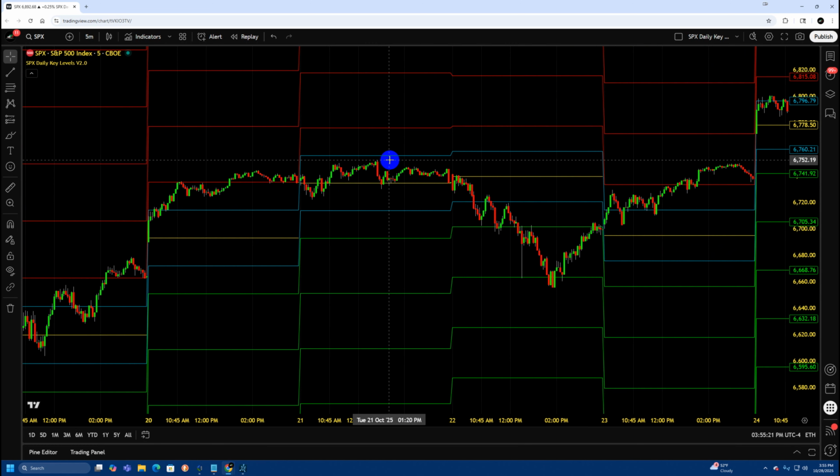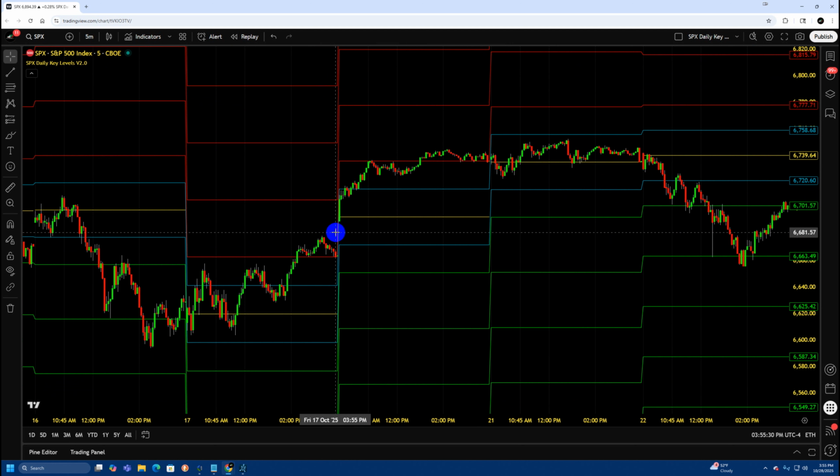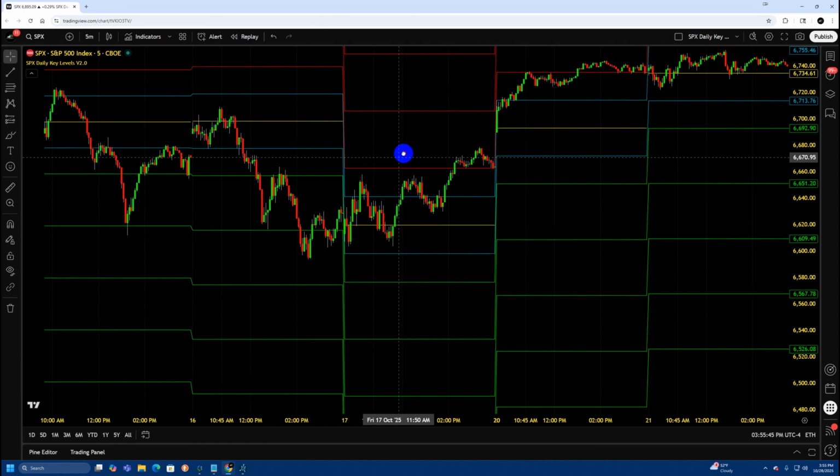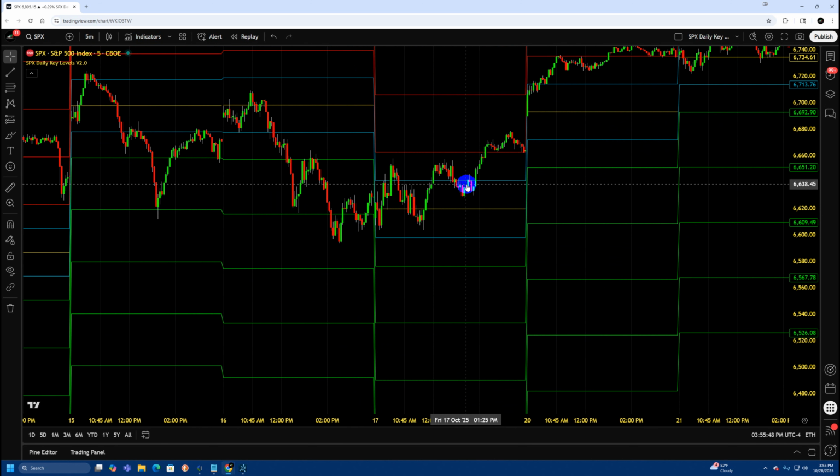Here, we're not even reaching the R1 level. Here, we're going all the way up from the bull bear key price level to the R2 level. So here, you also had another opportunity where you could have gone R1 to R2. Here, that didn't happen till later on in the day.